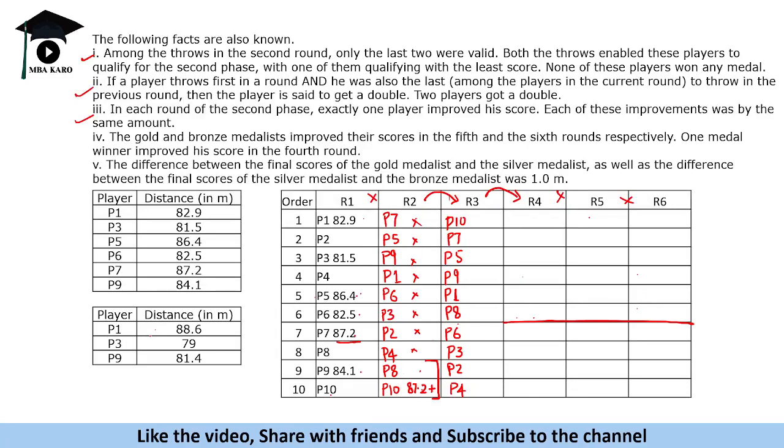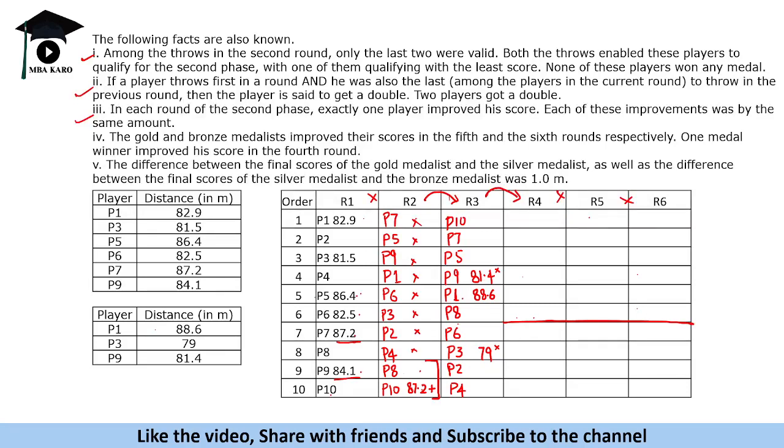Now in the third round, we are given the distances. P1 is 88.6 and P3 is 79. Anyway, P3 had already thrown 81.5, right? So P3's highest score will be considered and it is getting eliminated. Similarly, P9 threw 81.4. P9 had already thrown 84.1, so it will not improve his score. His score will be considered as 84.1 only.